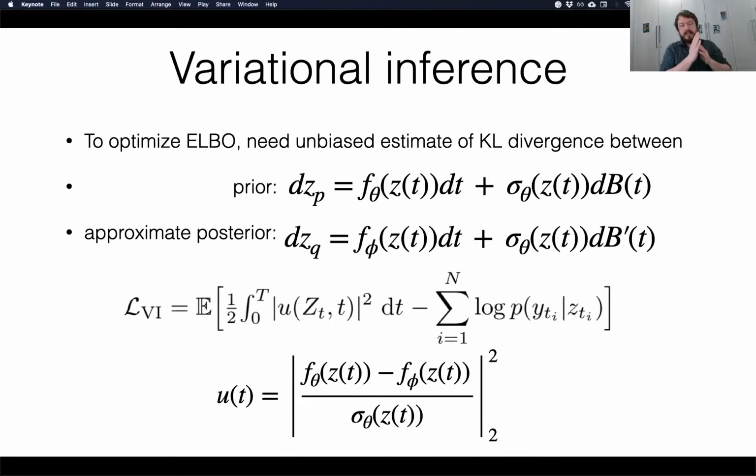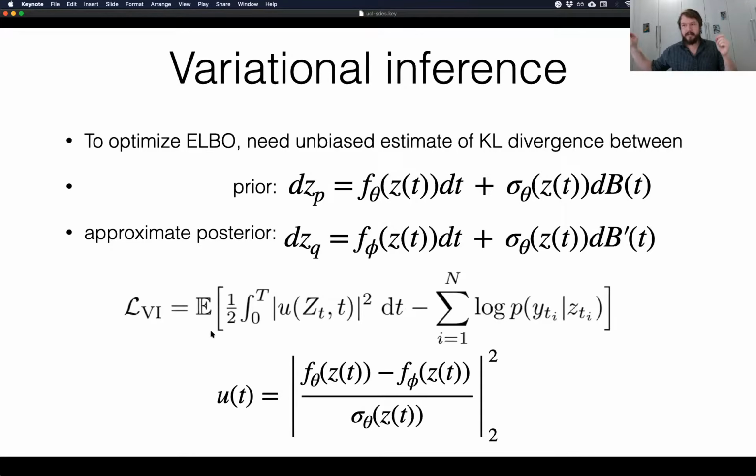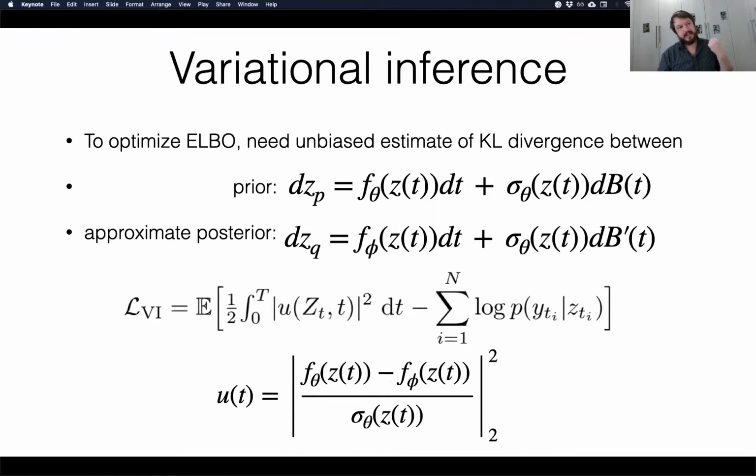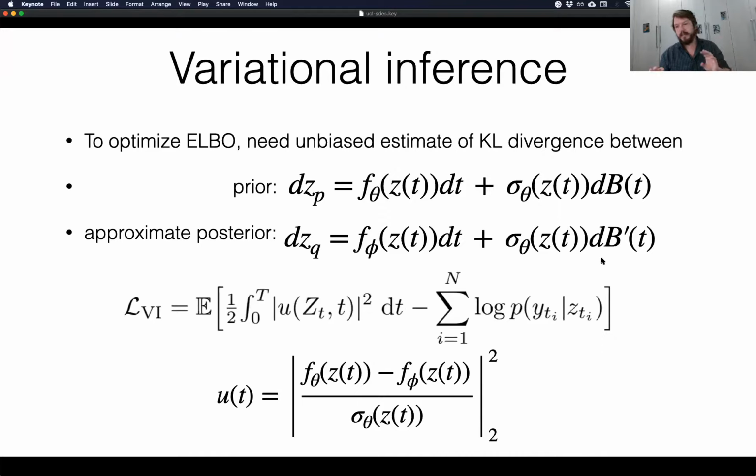Basically, the way to estimate this is we sample a path over our approximate posterior, and we see how different our approximate posterior drift looks from the prior drift, scaled by the diffusion. And so this just looks like the KL between two Gaussians. Just like an SDE, it's fully general for it to just be marginally Gaussian noise. Then the ELBO looks like how well these two little Gaussians match locally along all my sample paths.